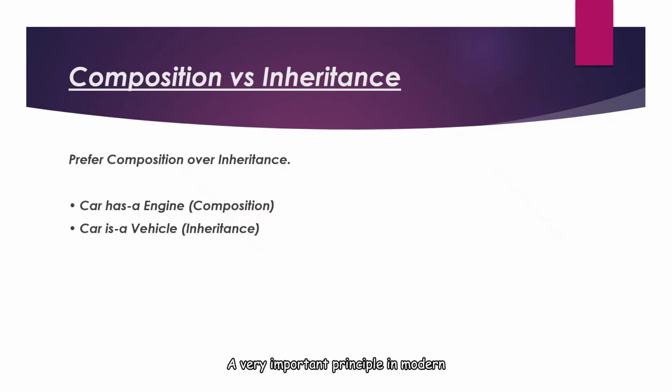A very important principle in modern OOP design is prefer composition over inheritance. Instead of forcing deep class hierarchies, we build systems where objects collaborate. A car has an engine, that is composition. A car is a vehicle, that is inheritance.